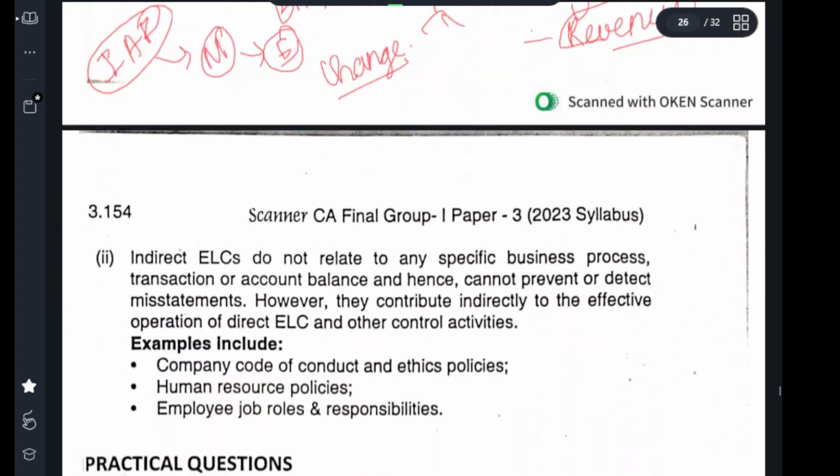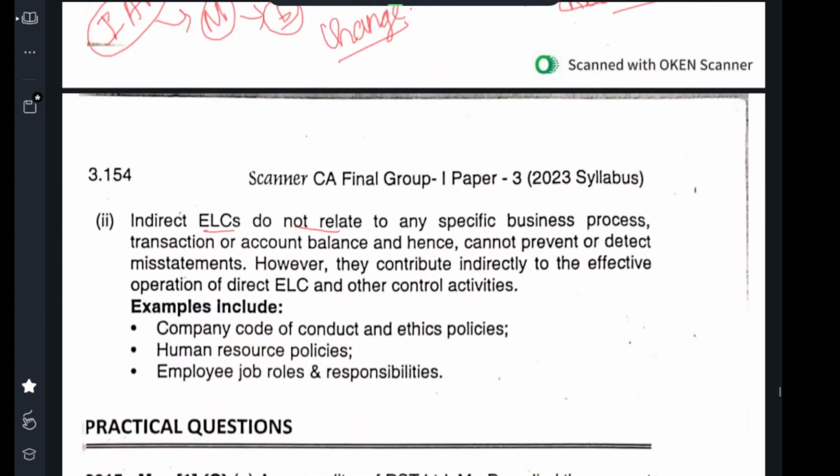Indirect ELCs do not relate to any specific business process or transactional account balances, hence they cannot prevent or detect a misstatement. They are not a specific business process; they are more general. So in this case, they cannot prevent or detect a misstatement. Prevention or detection is not possible.